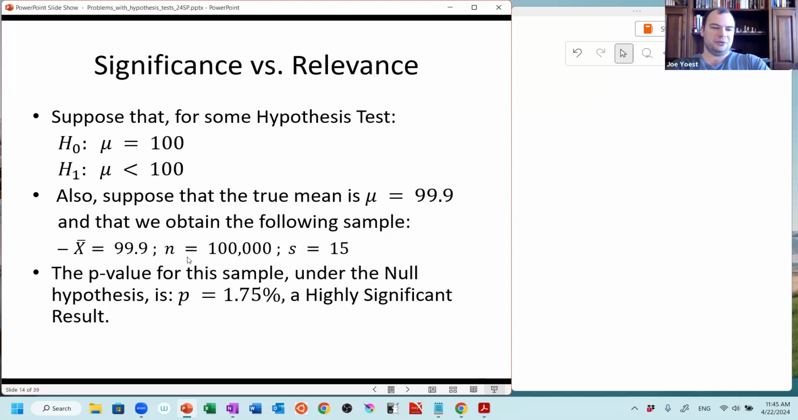But we take a big sample of size 100,000. As we would expect, X bar is right on 99.9. Sample standard deviation is 15. If we compute the p-value, well, it's 1.75%. It's way less than 5%. It's a highly significant result.